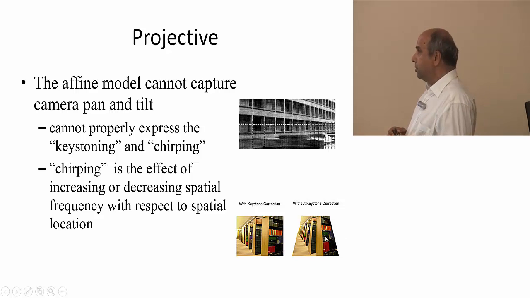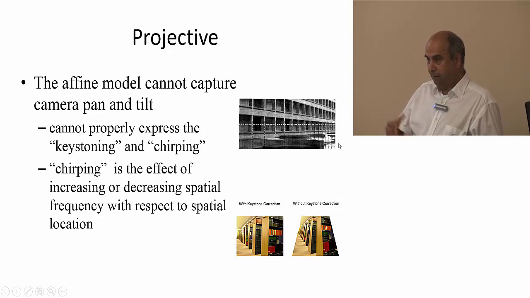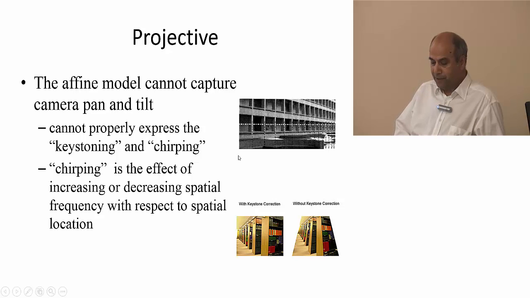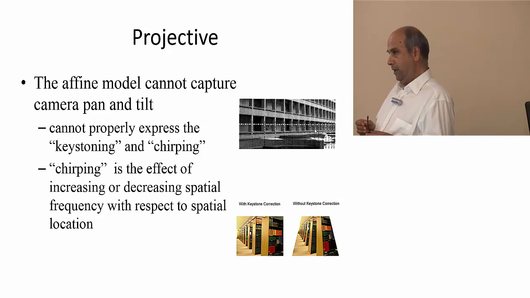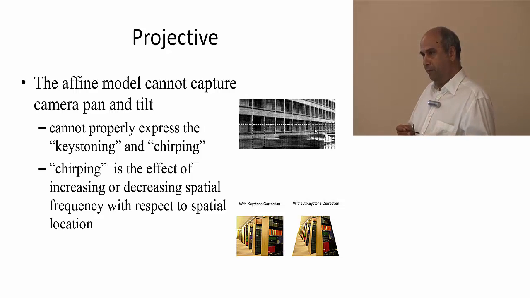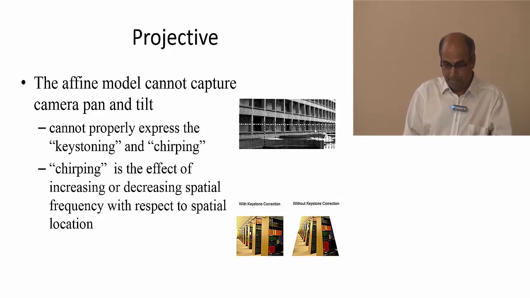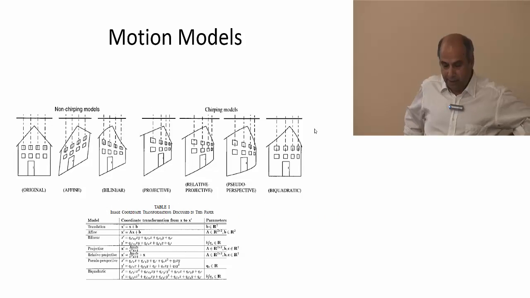The other thing is what is called chirping, and this is the chirping effect, which occurs under perspective projection. There's an increasing or decreasing spatial frequency. As you saw in these windows, the frequency is changing per area, and that effect you cannot capture in the affine transformation. So for that, you need a more sophisticated model called the projective transformation, or the homography, and that's what we are going to do.